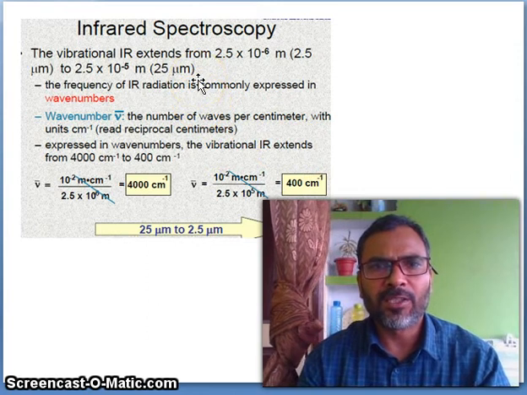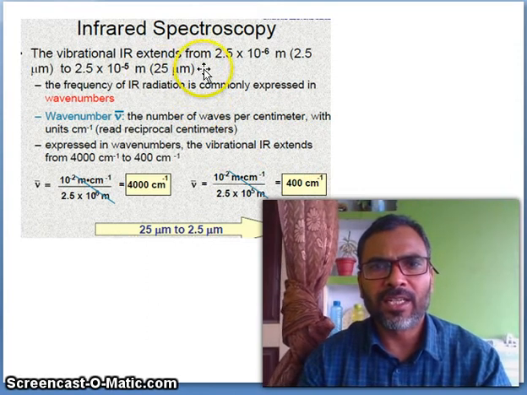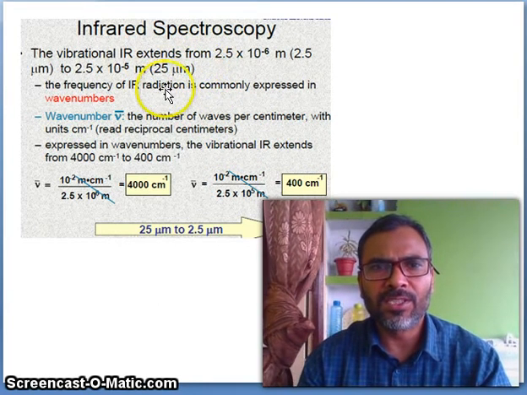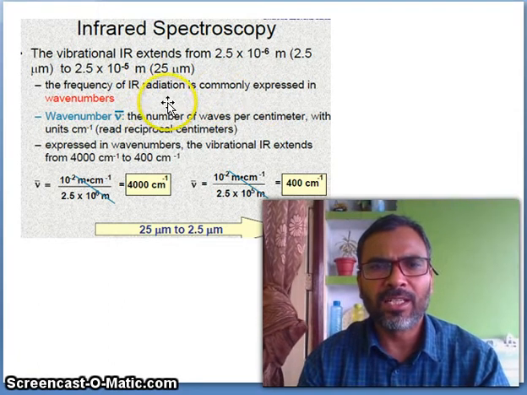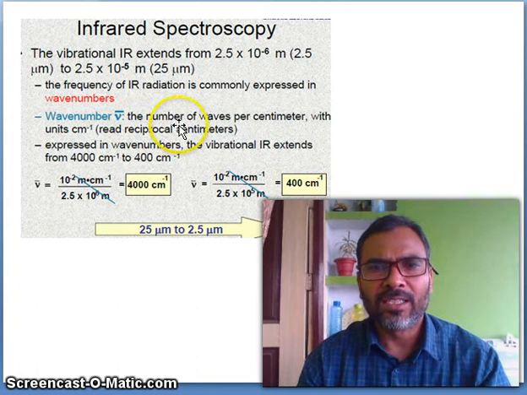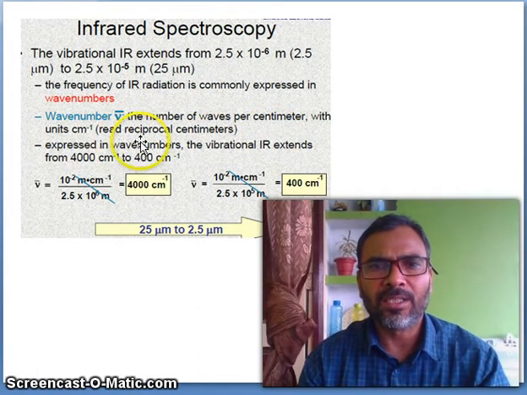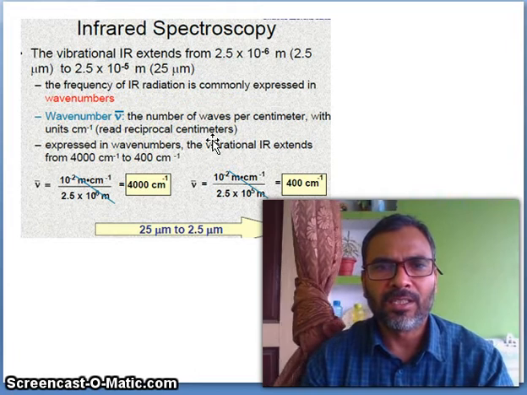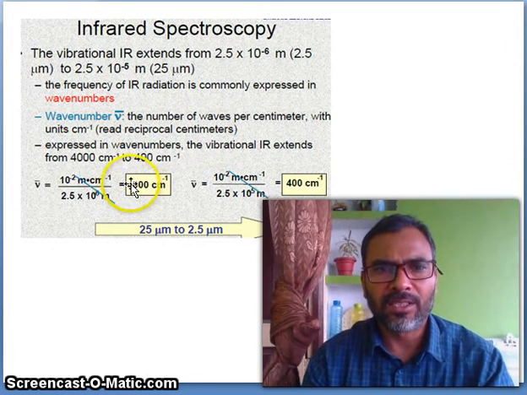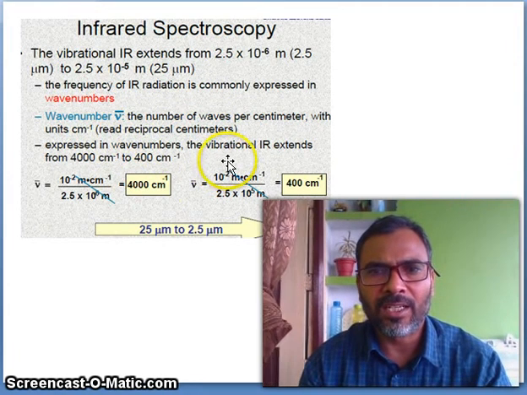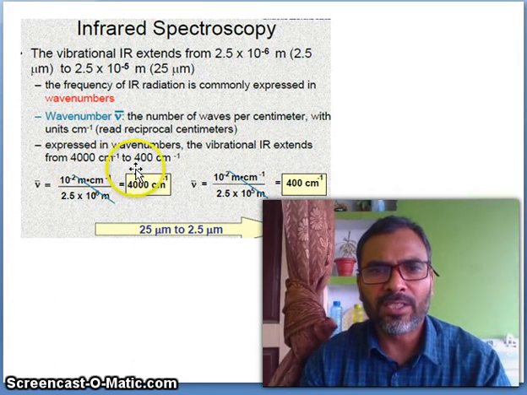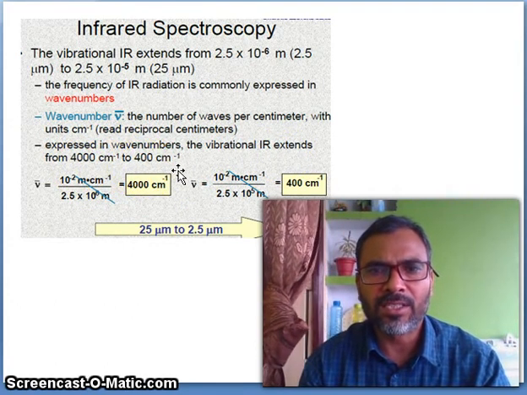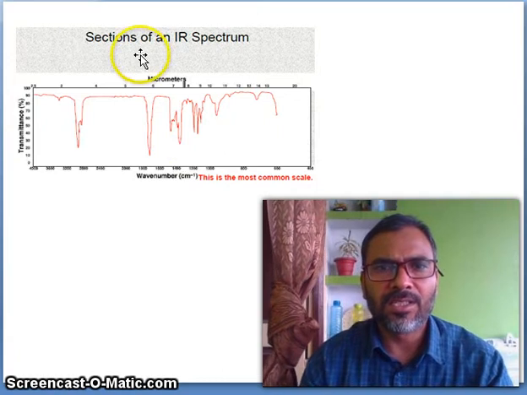So infrared spectroscopy, the vibrational IR extends from these regions. The frequency of IR radiation is commonly expressed in wave number. Wave number, nu bar, the number of waves per centimeter with units per centimeter, read reciprocal centimeter. The vibrational IR extends from 4000 reciprocal centimeter to 400 reciprocal centimeter. This is the IR spectra.